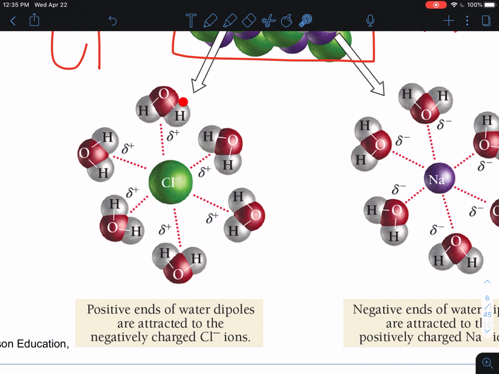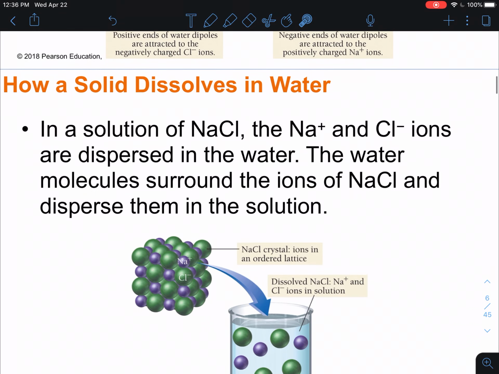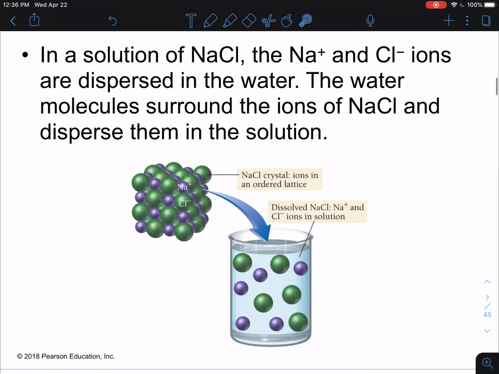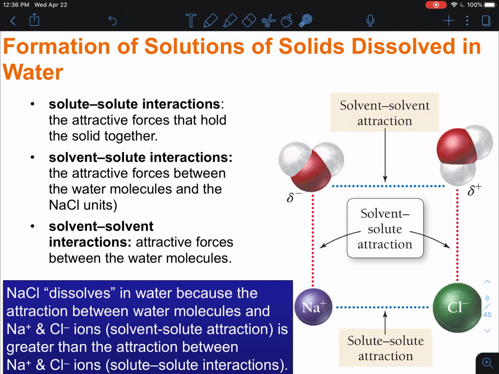The partial positive charges on hydrogen are attracted to the chloride anion's full-on negative charge. It does essentially the same thing, but flipped. It surrounds the chloride anion, forming a bubble around it and keeping it away from the sodium cation. So this is just another example. You have sodium chloride in a crystal lattice as a solid. When we throw it in water, the cations and anions break up, and they are evenly distributed throughout the solution.